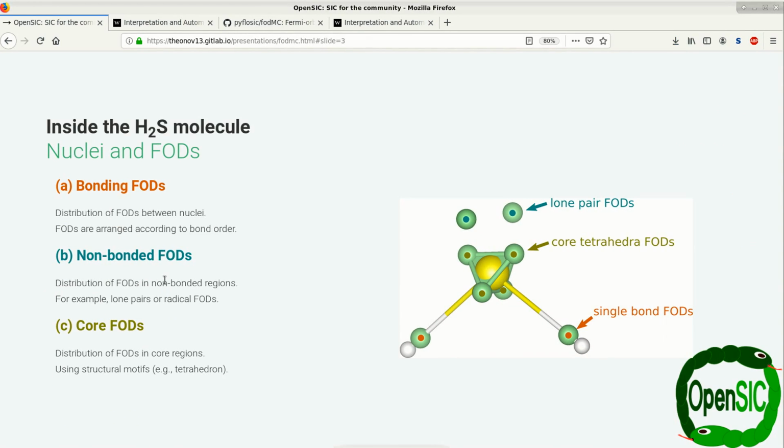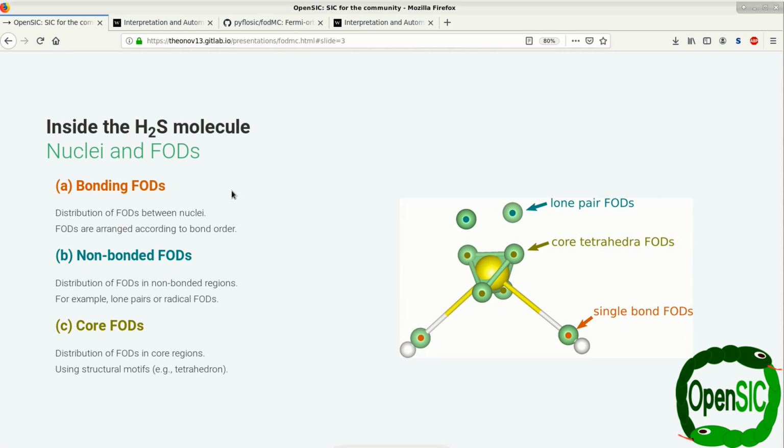To illustrate this process, I'd like to take you inside the H2S molecule with its atoms and its FODs shown over here. In yellow we have the sulfur atom, and in white we have the hydrogen atoms. All the other points are FOD positions. As a reminder, the FODs for spin up and spin down are at the same position, so what you actually see are pairs of FODs.